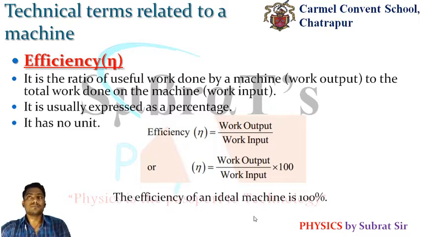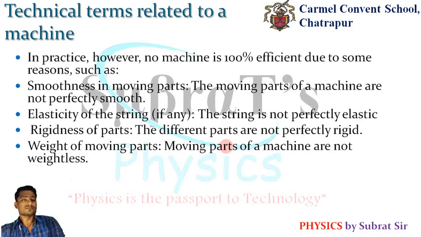So for ideal machines, the work output is equal to work input. That's why the efficiency of an ideal machine is always 100%, but practically it is not possible. An ideal machine is only for theoretical purposes. However, in practice no machine is 100% efficient due to some reasons, the main one being the resistive force of the machine, like friction. Now let us read the points one by one.